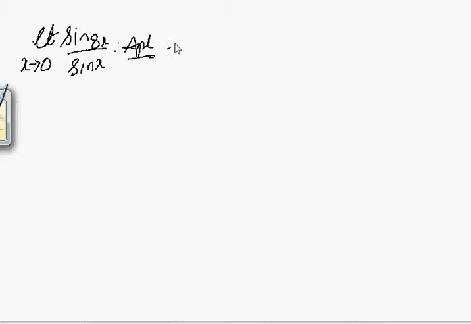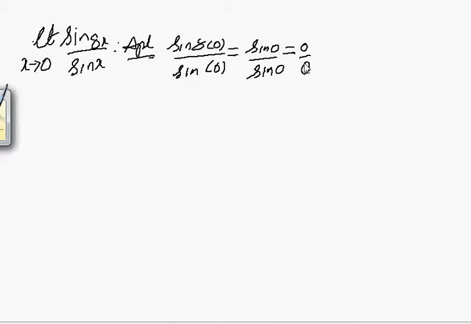So this would give us sine of 8 times 0 divided by sine of 0. Now we all know that 8 times 0 is going to be 0, so we have sine 0 divided by sine 0, and we know that sine of 0 is 0, so this is 0 over 0 form.